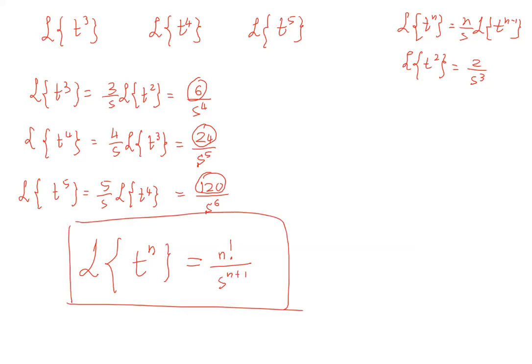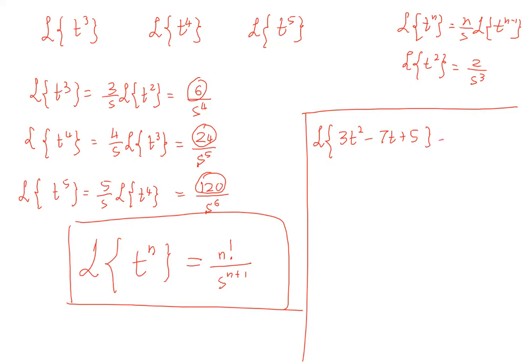Okay. So please use this formula and the linearity to tell me what is the Laplace transform of 3t squared minus 7t plus 5. Please find the Laplace transform of this.